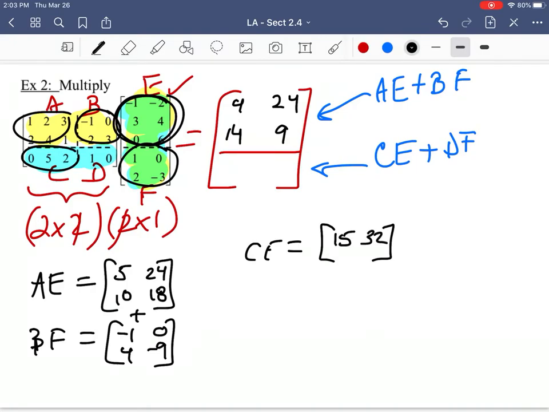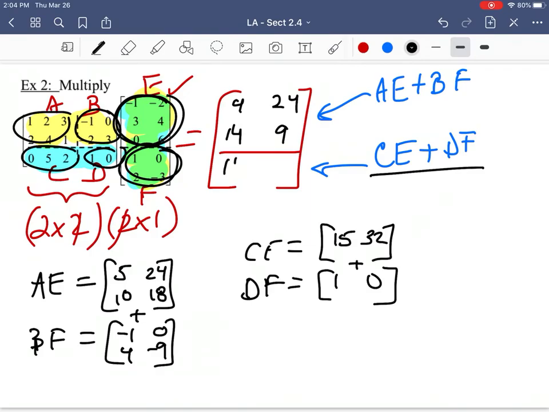All right, and in much the same way, I'm going to do DF. So I have this times this now. Remember it has to be the same size as CE to add those together, and I have a 1 by 2 times a 2 by 2, so I will get a 1 by 2. So you do that multiplication for DF and you get 1, 0. Remember I have to add these together, so 15 plus 1 is 16, and 32 plus 0 is 32. So there is your solution to this multiplication.